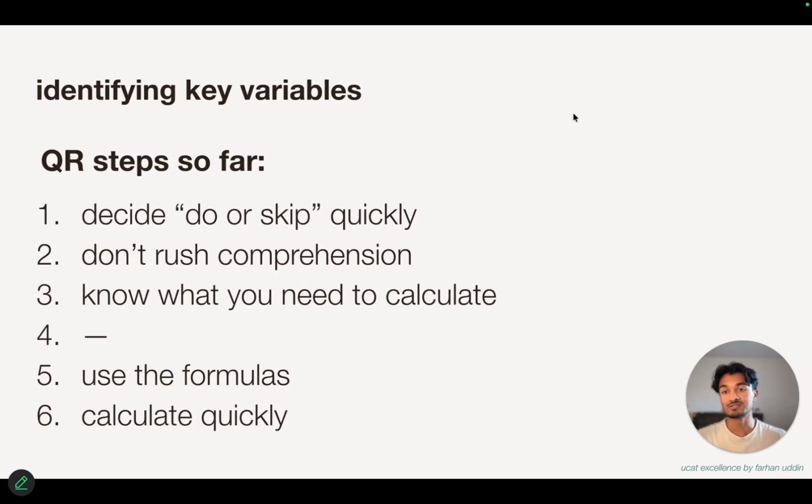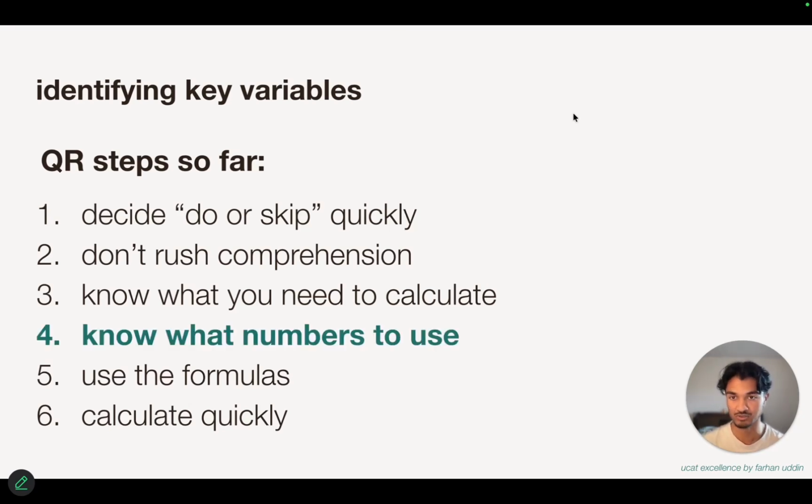In terms of the steps that we know so far, when it comes to your QR question or a stem, we should decide very quickly whether or not we do the question or skip the question. If you don't already know that, then watch my video on skipping strategies. We know that you shouldn't rush the comprehension and that you need to know what to actually calculate first. If you don't know that, then watch my video on question comprehension. We know that eventually you need to use the formulas and calculate quickly. That's basically what the rest of the videos on this channel are about. But there is a missing step in between, which is knowing what numbers to use.